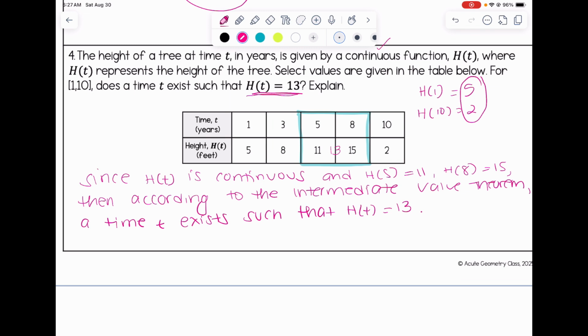Just one other note on number 4: I chose to use the interval 5 to 8, but if you had also used 8 to 10, that would also be correct here, because between those outputs of 15 and 2, we would definitely be passing 13.